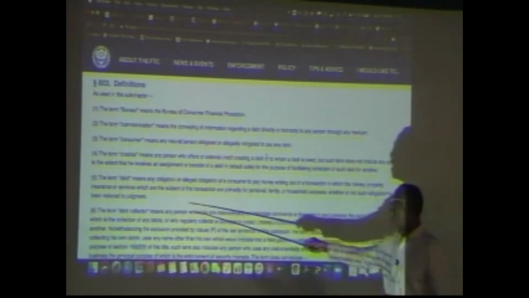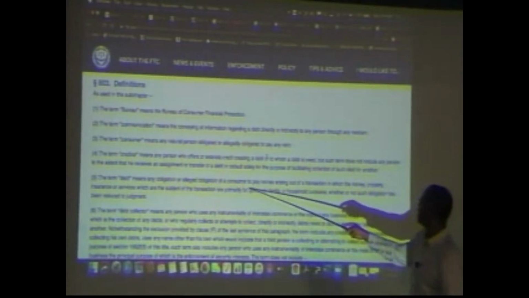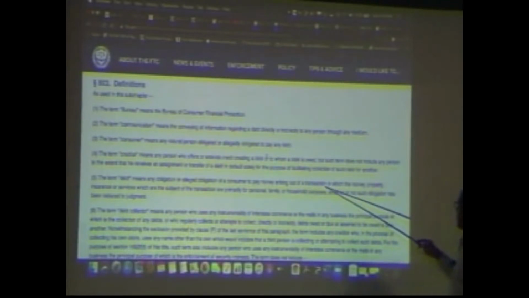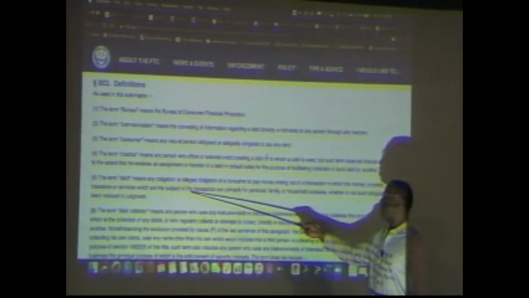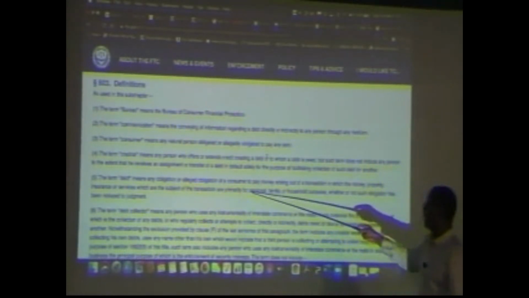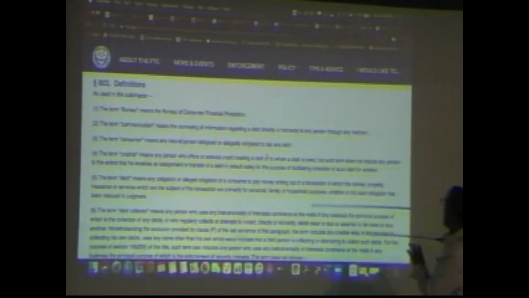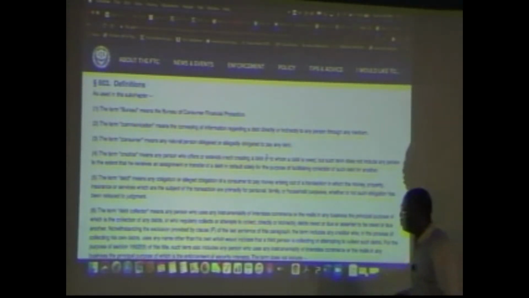The term debt means any obligation or alleged obligation of a consumer to pay money arising out of a transaction in which the money, property, insurance, or service which are the subject of the transaction are primarily for personal, family, or household purposes, whether or not such obligation has been reduced to a judgment.